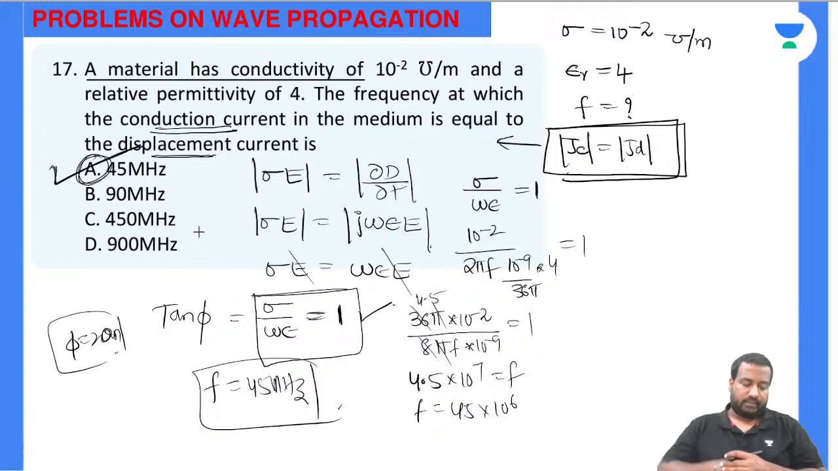Option A is the answer. Is it clear? If you know that concept, you will directly start solving from sigma by omega epsilon is equal to 1. Again, it will save that 1.5 minutes. All these 1.5 minutes that you are saving from your practice will accumulate to 10-15 minutes, which will help you out in solving 5 or 6 questions more. That will bring the change in your rank.